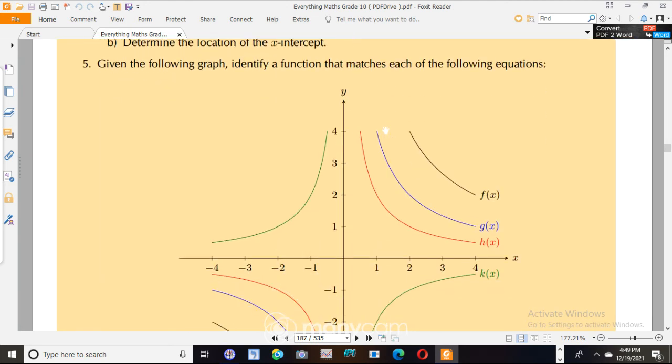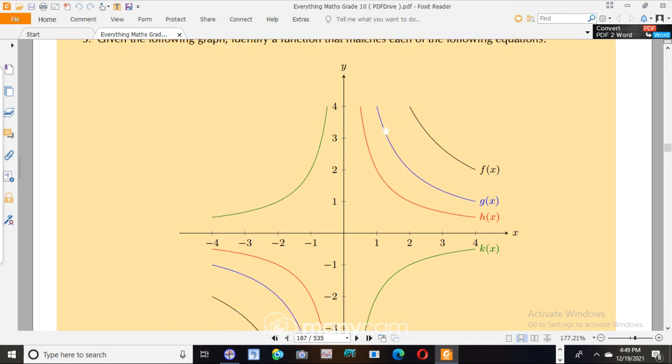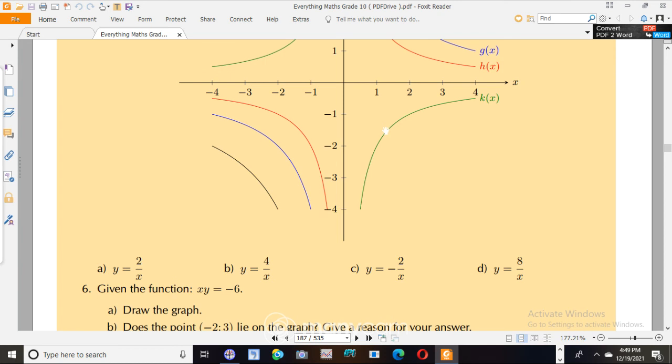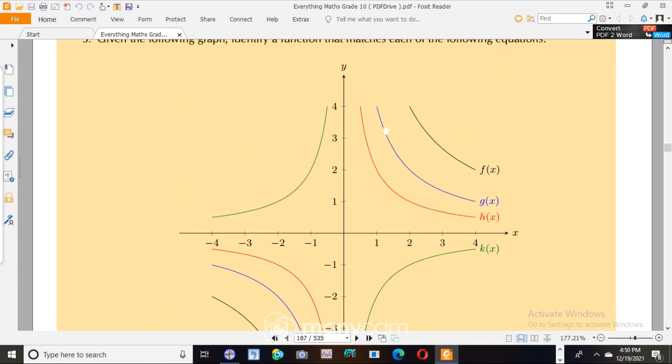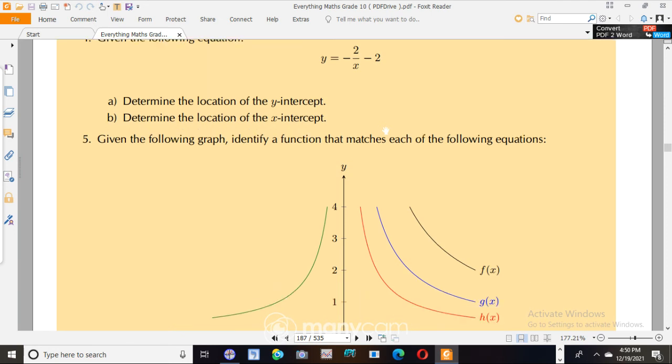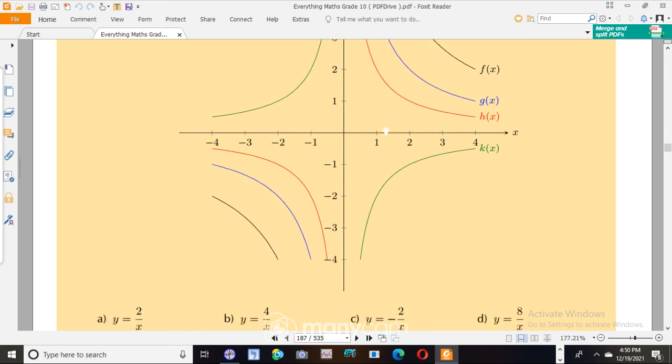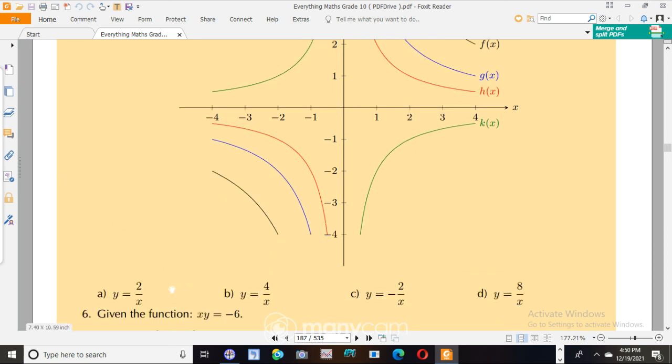This is also giving me an exercise. Now let us do this exercise, very important to generalize. Question number 5. Given the following graphs, identify the function that matches each of the following equations from those choices. We have been given the choices. Here is the first, and this one is positive, 2 is positive. 4, again it's first quadrant and third quadrant. Here negative, it is the second quadrant and the fourth quadrant. It's positive, the first quadrant and the third quadrant.